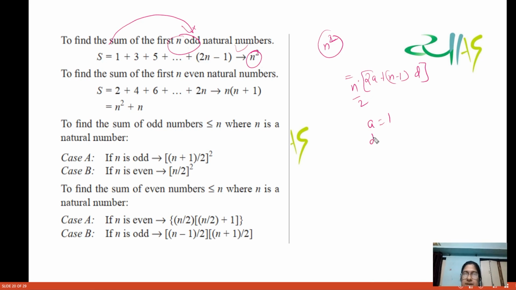1 है. आपका कॉमन डिफरेंस क्या है? 2 है. ठीक है ना, a 1 है, कॉमन डिफरेंस आपका 2 है. ठीक है, तो पुट कीजिए यहाँ पे, you will get 2 here, you will get what? n minus 1 into this 2. ओके, तो अभी देखिए यहाँ पे क्या बचेगा? 2n बचेगा, n बाई 2 है, this 2 gets cancelled, you get n square.